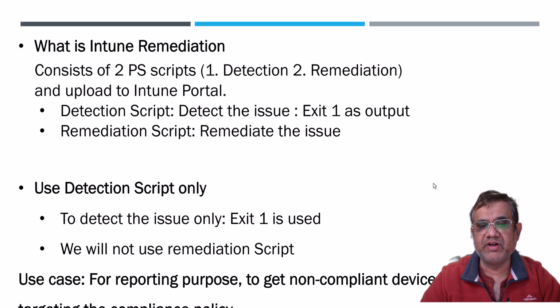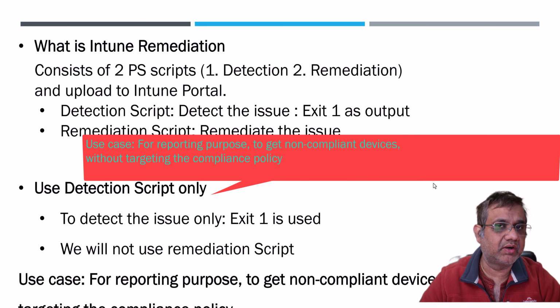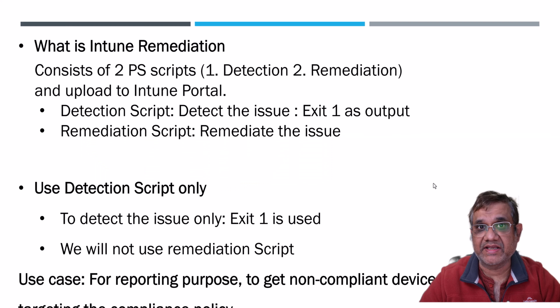Maybe Windows Hello for Business was enabled or disabled. Maybe the local administrator account on that device was enabled or disabled. So I'm just going to focus on the local administrator account, showing you 1 script to show how the data will look. Okay, so what is the use case? The use case would be reporting, to get the non-compliant devices without targeting the compliance policy. Means without using any compliance policy, I can use the remediation script with detection logic only.